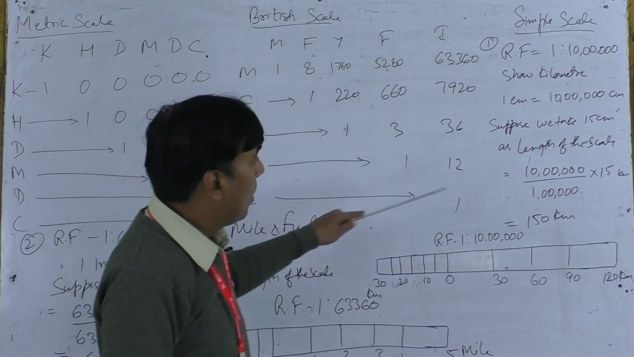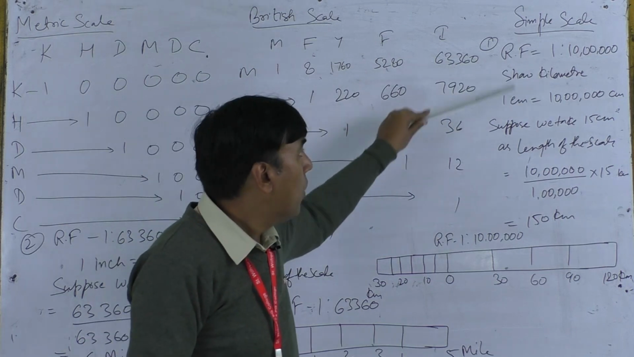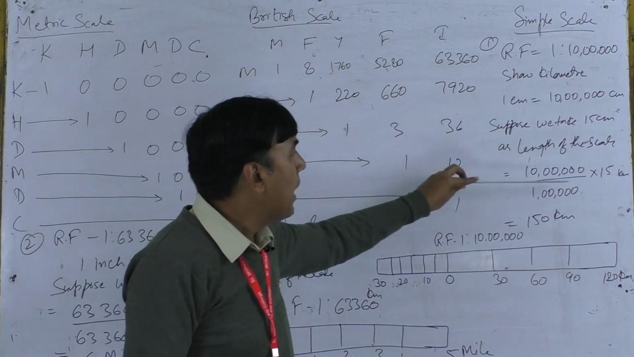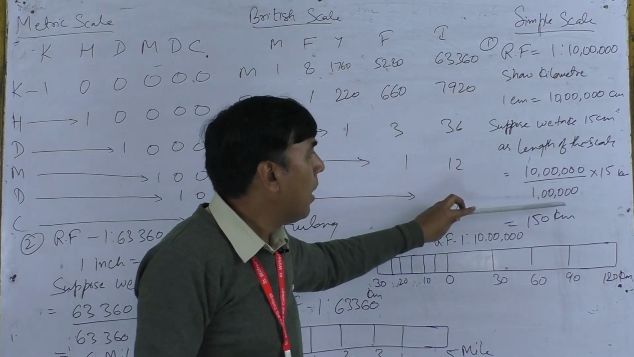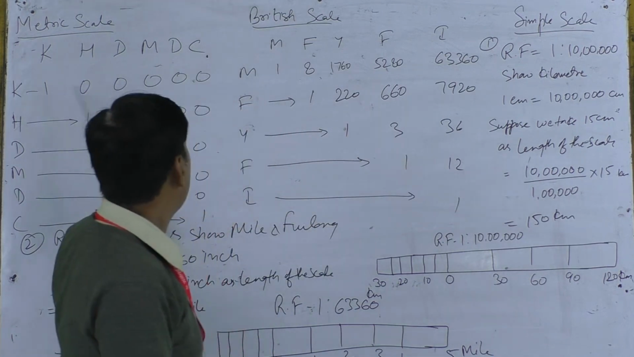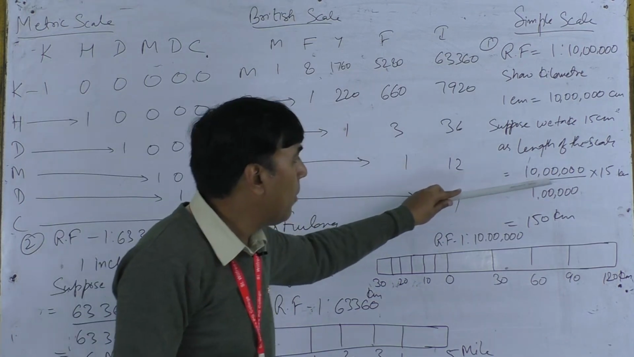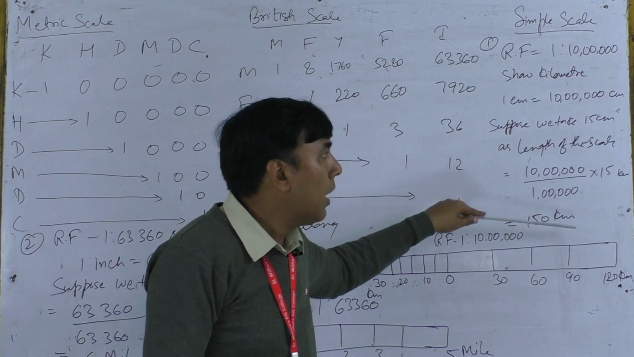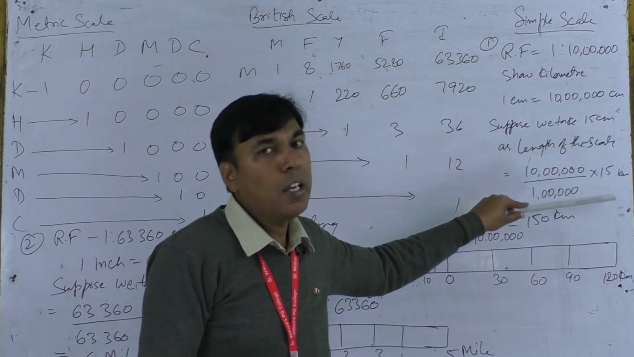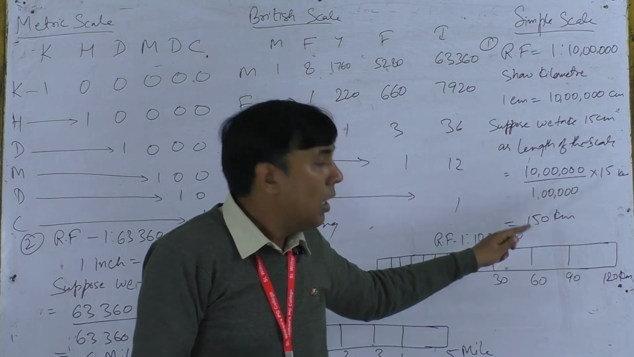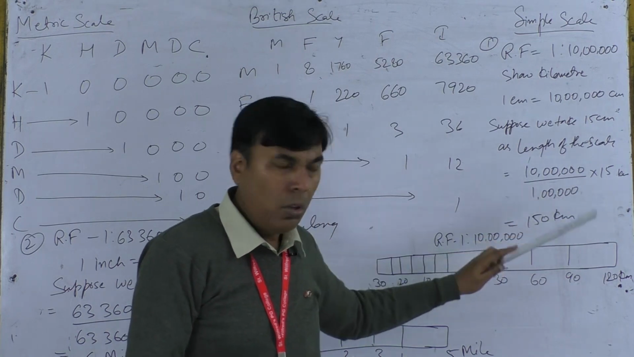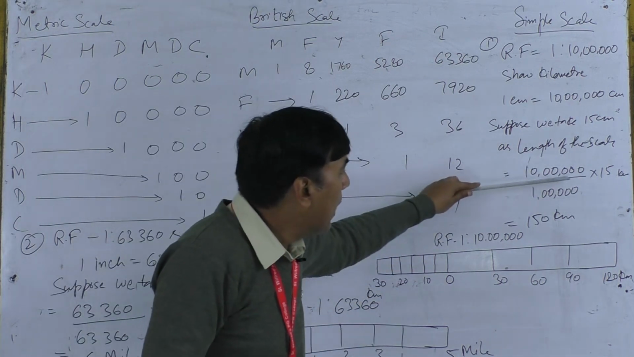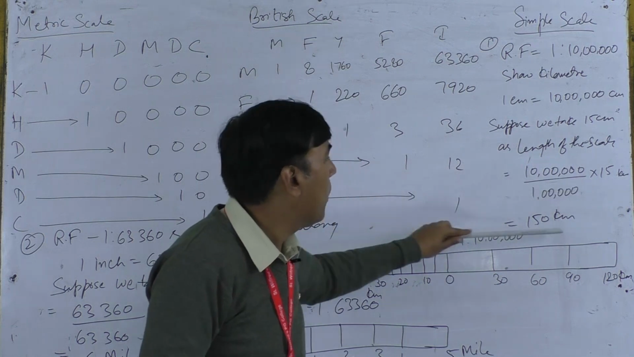So what we did: first we did some calculation. 1 centimeter is equal to 10 lakh centimeter. Suppose we take a 15 centimeter line, so 10 lakh divided by 1 lakh, where it comes from, this table. Okay, so 10 lakh divided by 1 lakh into 15. Why 15? Because we are thinking that we will draw a line of 15. It's not compulsory. We can take 14 centimeter as well, or 10 centimeter or 12 centimeter. Okay, so it depends on our thinking. So 10 lakh divided by 1 lakh into 15 means 150 kilometer.